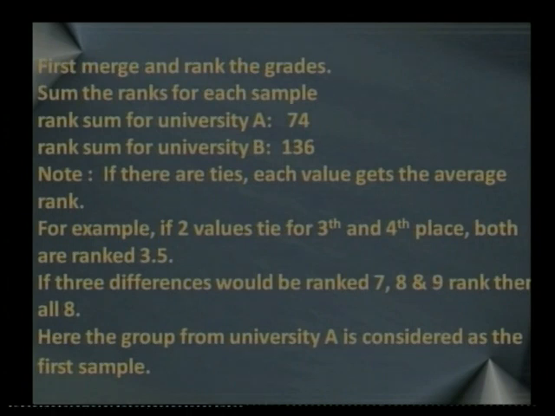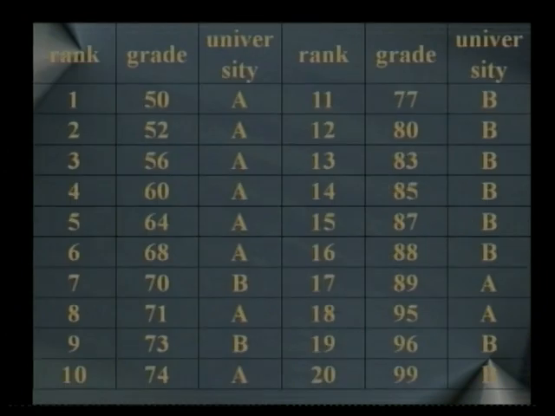Here the group for university A is considered to be the first sample, and the group for university B is considered to be the second sample. Just see the complete data. I have given ranks 1 to 20 to both, then the next grade, meaning the data, is there, and in the third column I have specified which university the data is from. So you will get the complete picture from this.